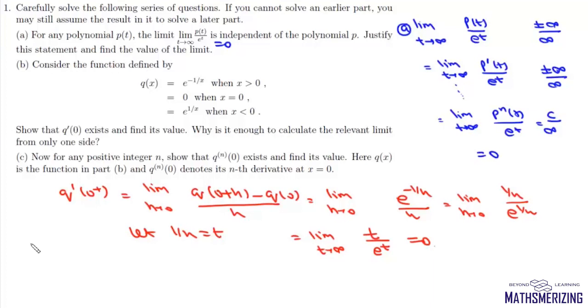Now we need not calculate q dash 0 negative as this given function is an even function. So suppose we have to find the value of q(minus 2), it will be e to the power minus 1 by 2, which is the same as the value at 2. So this given function is an even function. So we just have to calculate the limit from only one side. So this q dash 0 exists and its value is simply 0.